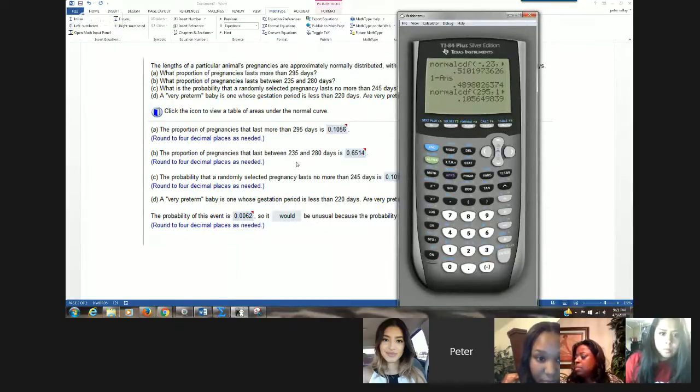Part B says between the 2 days, so I'm going to go back to that norm CDF and then change the lower bound to 235 and the upper bound to 280. Everything else I keep the same, and that's where I get the 0.614.